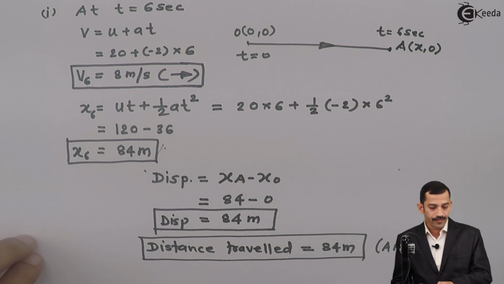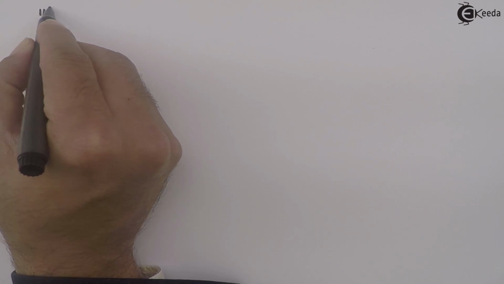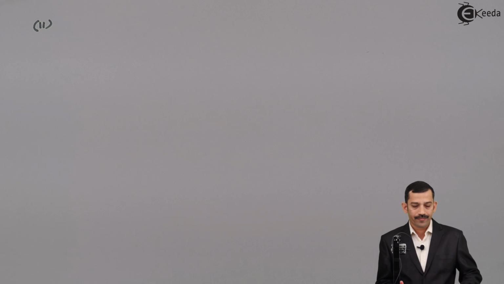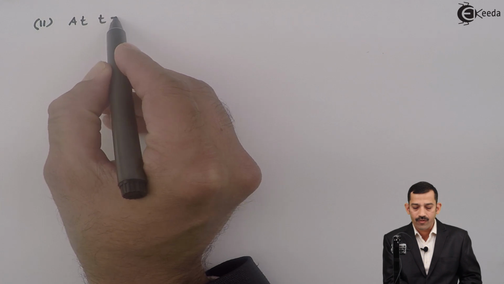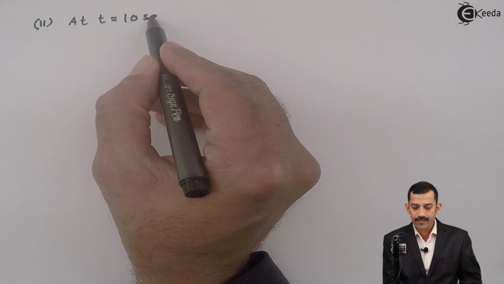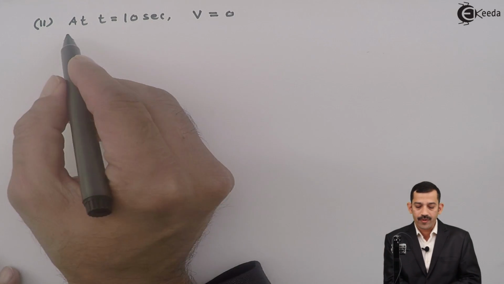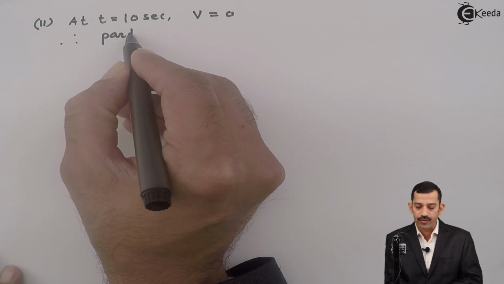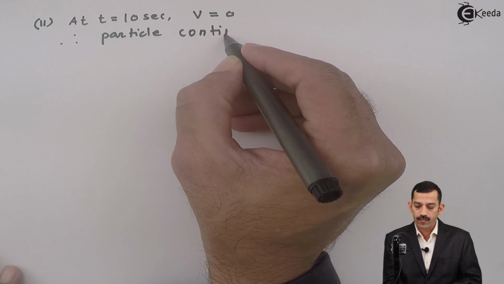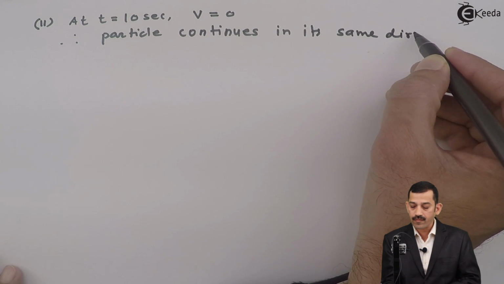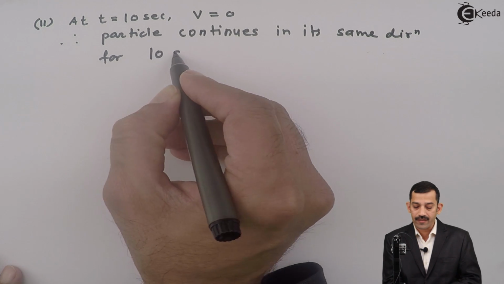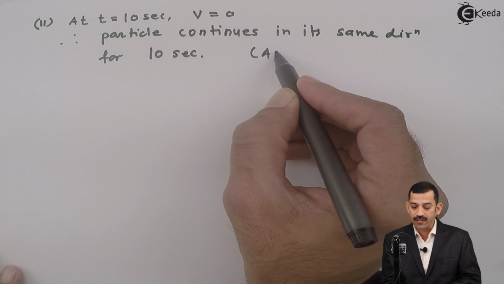What is the second part of the problem? The second part of the problem is how long does the particle move in the same direction of motion. Already we have calculated that at t equal to 10 seconds, the velocity of the particle is 0. That means the particle continues in its same direction for 10 seconds. This is the first answer.